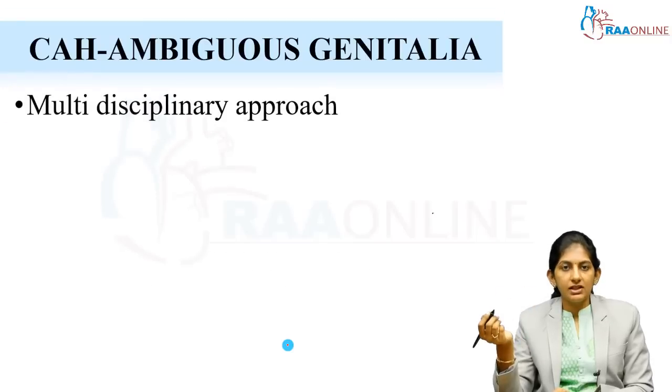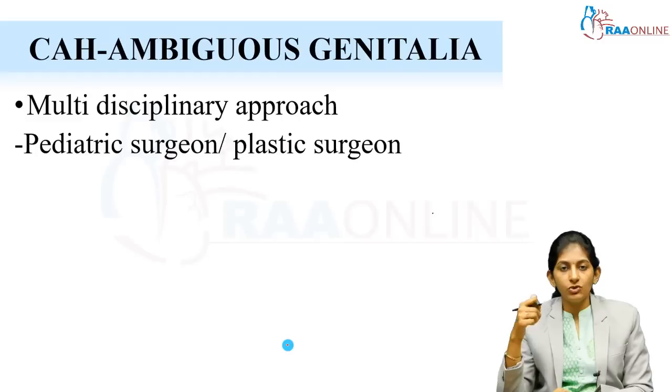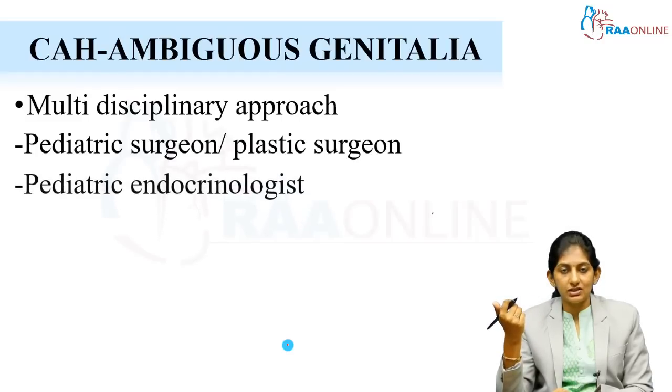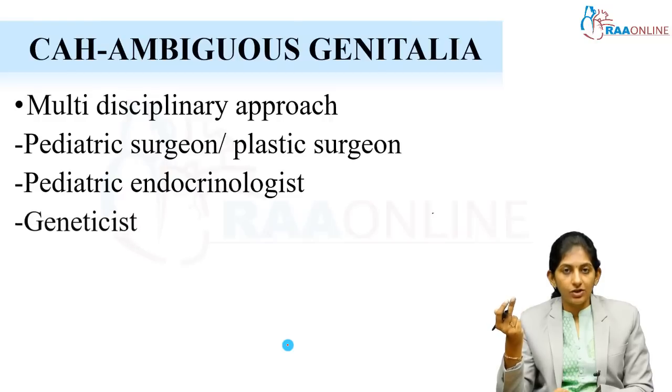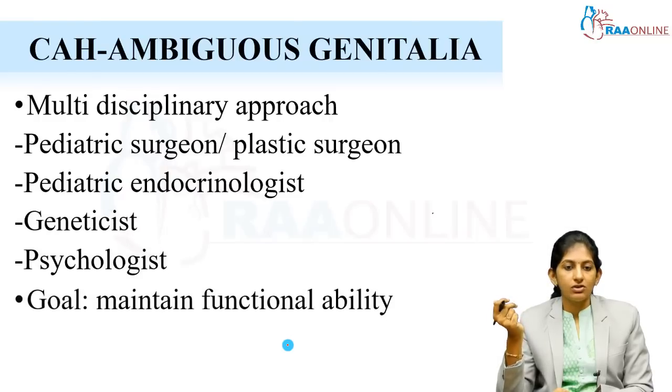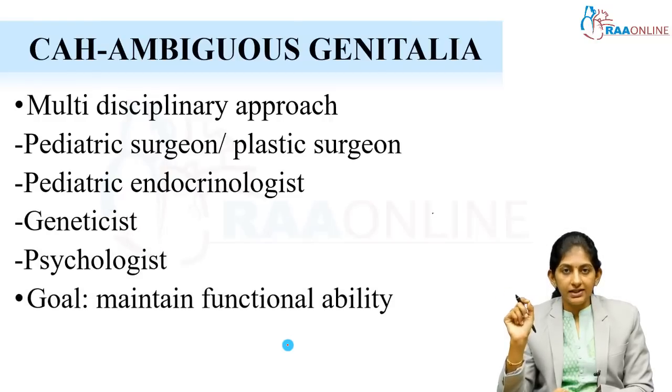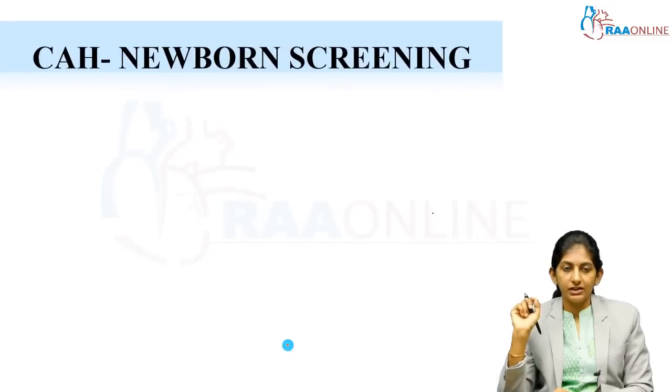For ambiguous genitalia in girls, a multidisciplinary approach is necessary. You involve a pediatric surgeon and a plastic surgeon, a pediatric endocrinologist, geneticist, and psychologist. Our goal is to maintain the functional ability of the genitals.